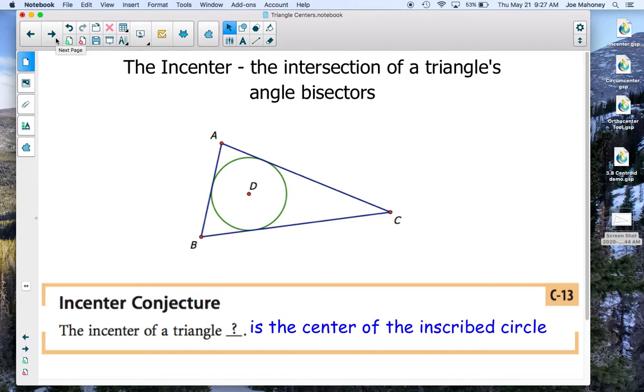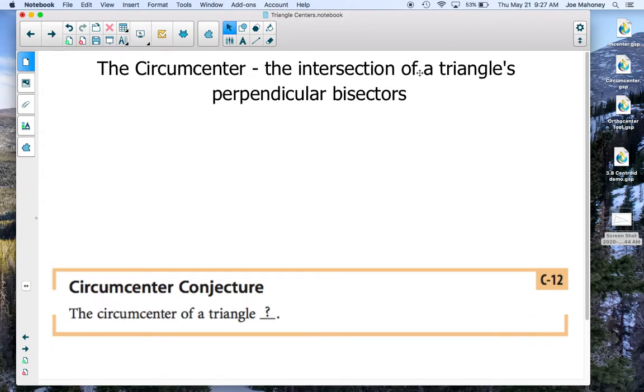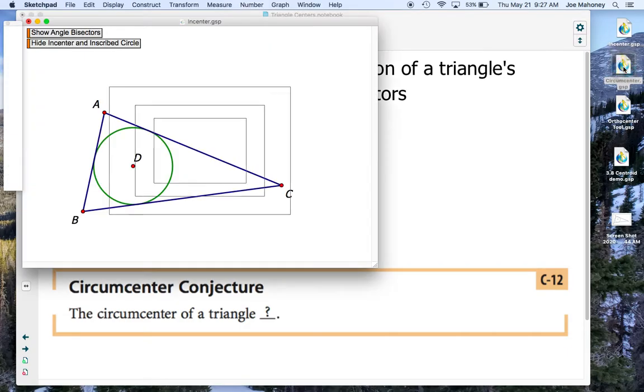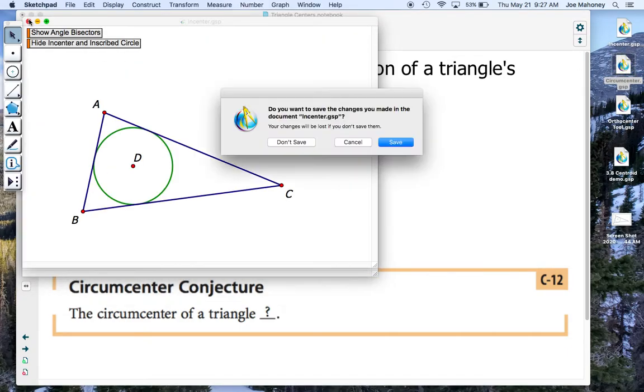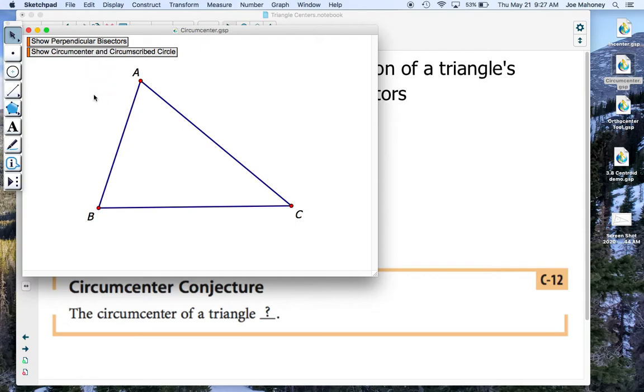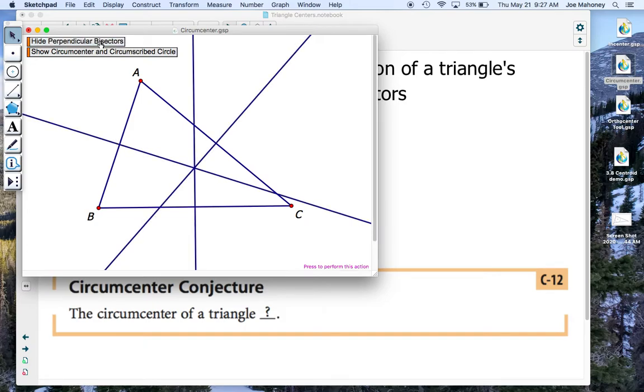So that's our incenter. I want to next go to the circumcenter. Again, I'm going to open up the circumcenter sketch, and we'll close out of the incenter one. The circumcenter is the intersection of the perpendicular bisectors. These are perpendiculars to the side that go through the midpoints of the sides. For example, you can see that this segment I've just highlighted is perpendicular to side AB, and this point right here is the midpoint of side AB.